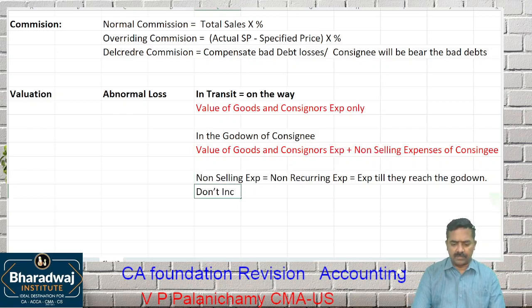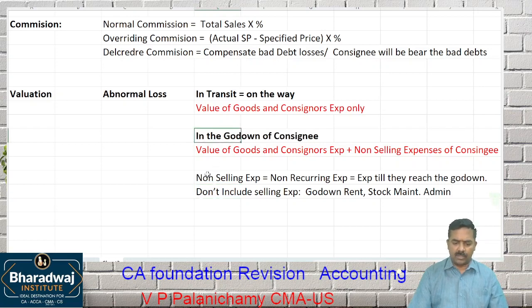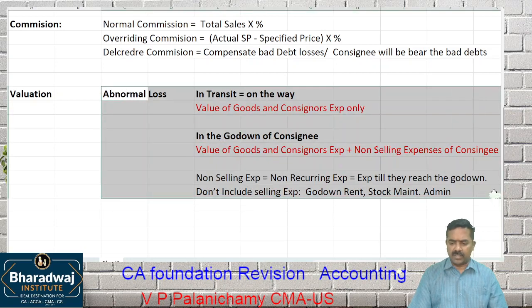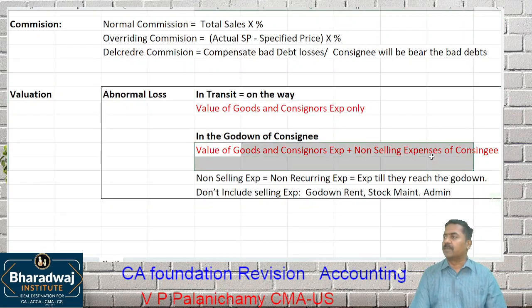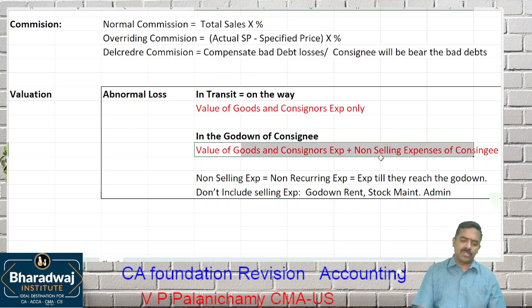Don't include which one? Selling expenses. Examples of selling expenses? Godown rent, stock maintenance, administration charges. Don't include them in valuing abnormal loss in the godown of the consignee. So this is about valuation of abnormal loss. Very simple. If lost on the way, include only consignor's expenses. If lost after reaching the godown, what do you do? Value of the goods plus consignor's expenses plus which one? Non-selling expense of consignee, you can take it.